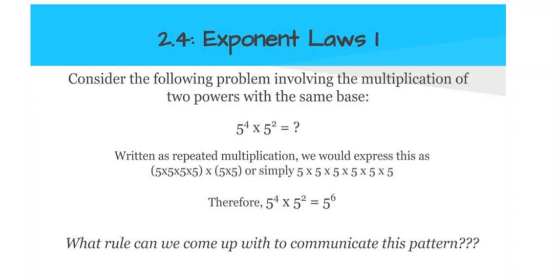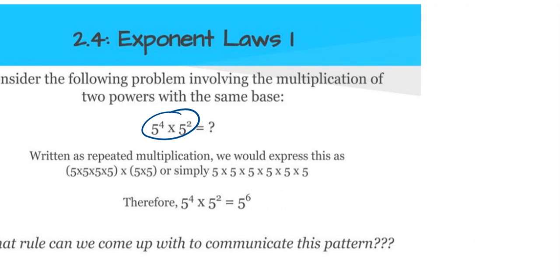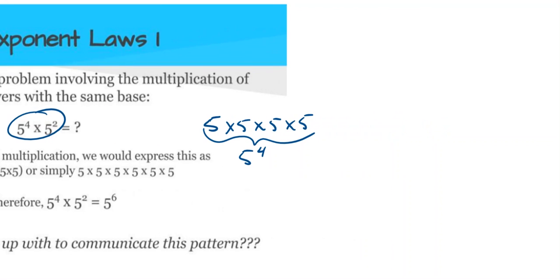So let's say we had a situation like 5 to the power of 4 times 5 to the power of 2. Well, do you guys remember what it means to write something as a power? That's really 5 times 5 times 5 times 5, right? That's 5 to the power of 4. And then if I go times 5 to the power of 2, that's really just 5 times 5, right? That's 5 to the power of 2. Can you guys see what I could rewrite this as? This would be the same thing as just 5 to the power of 6. Yeah, 5 to the power of 6.